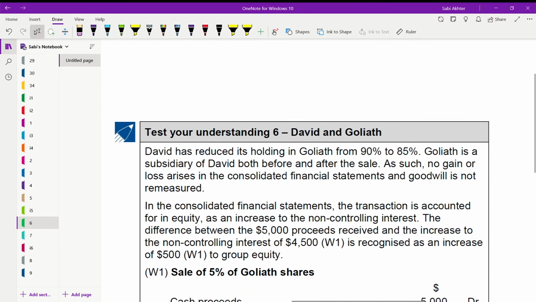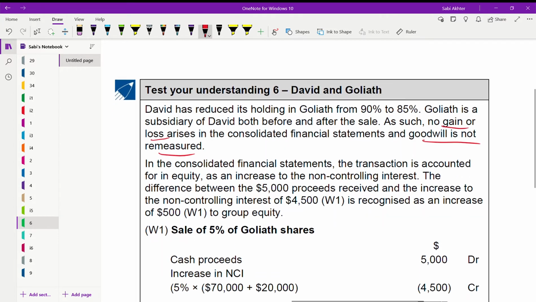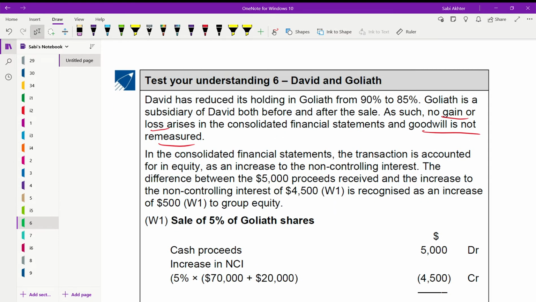Even though this reduced, still there is no gain or loss. And goodwill is also not remeasured because he is still a subsidiary. No change of control, no loss of control. So this transaction is accounted for in equity, and there is an increase in NCI. Whenever you are disposing, NCI will increase.